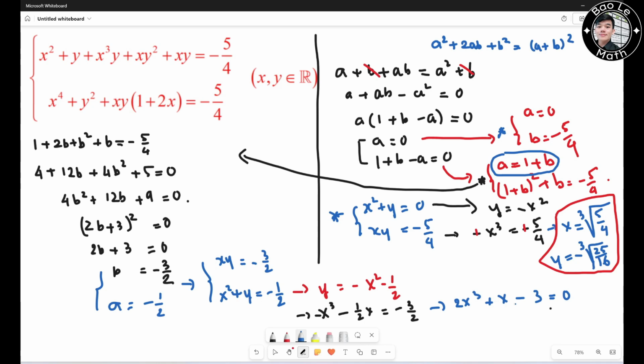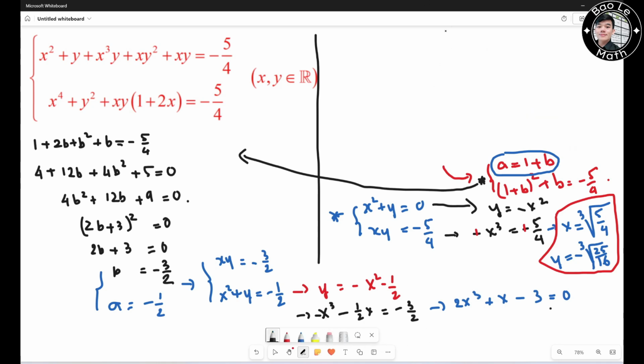This is the cubic equation. Alright, so you just use the rational root theorem. So by observation, I have s equals 1 is the solution of this one. So I just factor this one using synthetic division. Alright, so I have 1 right here, this is 2, this is 0, this is 1, and this is negative 3. If you want to learn how to do synthetic division, check out the video in the description.